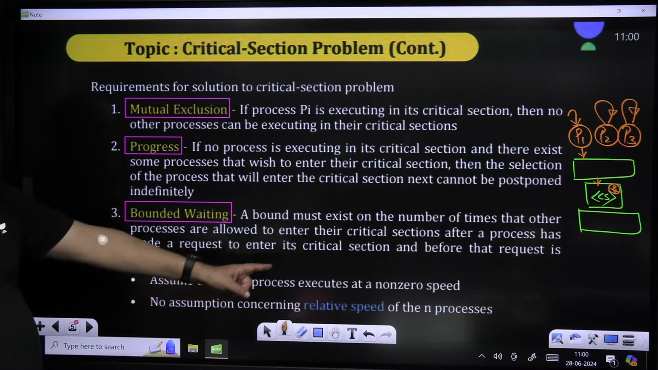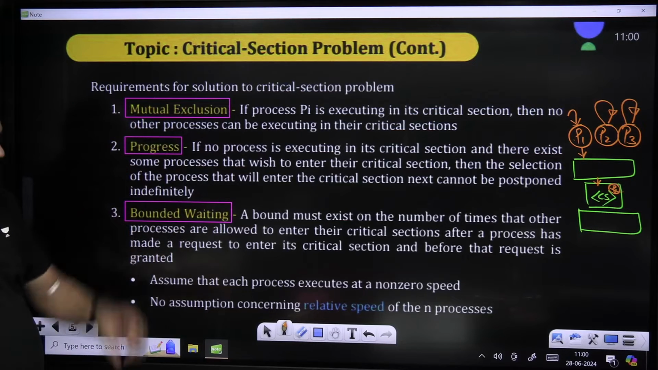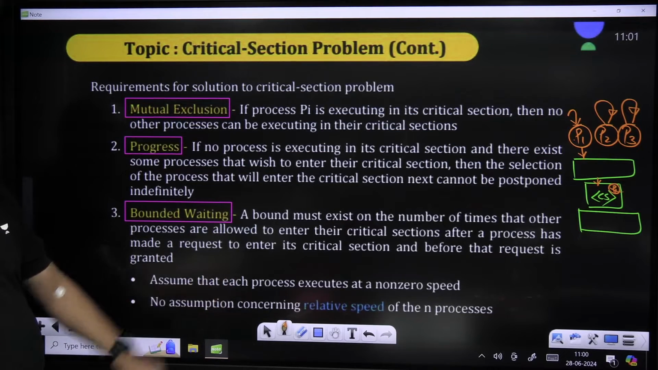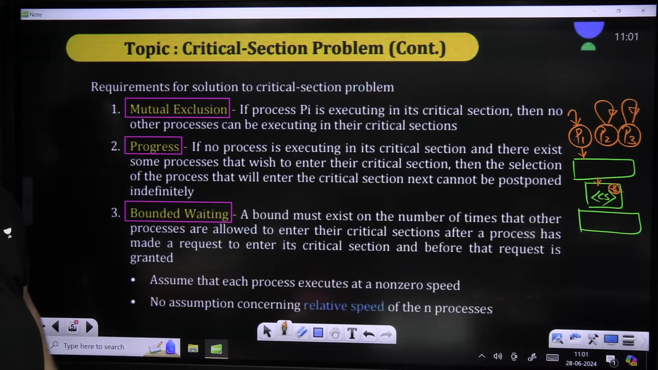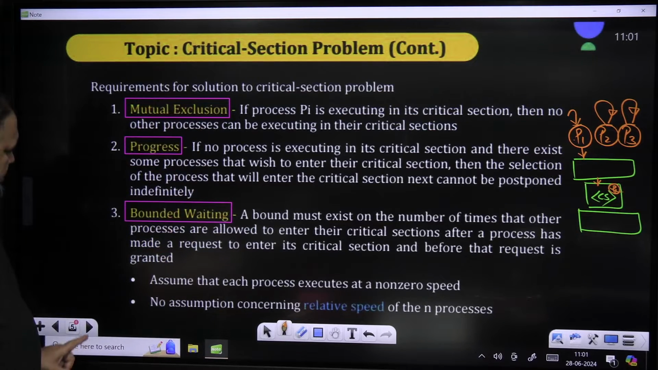Finally, there are subsidiary conditions. Assume that each process executes at a non-zero speed, means processes will be proceeding. No assumption concerning the relative speed of the n processes. एक process fast है, एक process slow है, ऐसा assumption नहीं है. So boys and girls, these are called the requirements for a solution to the critical section problem.